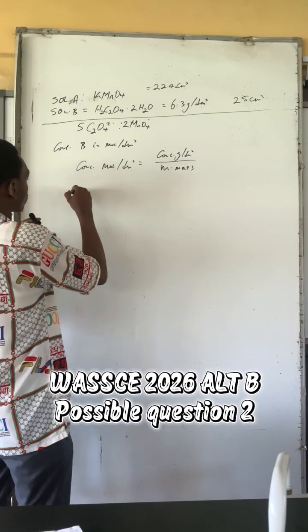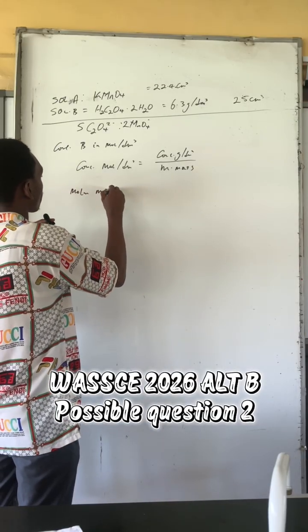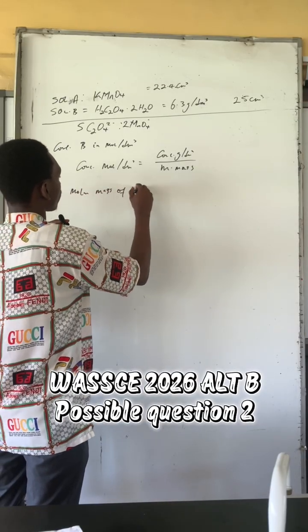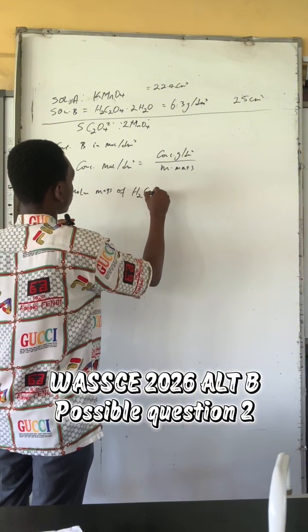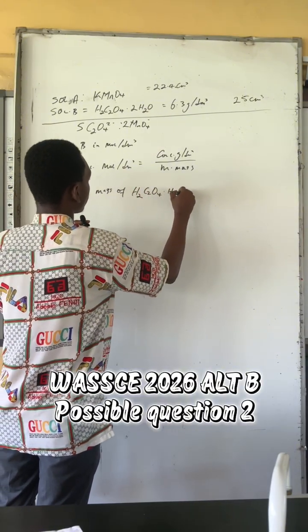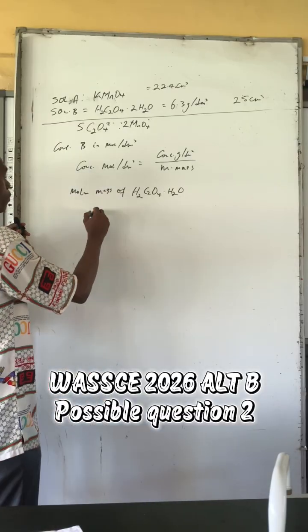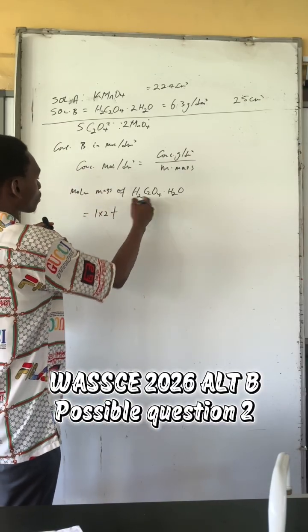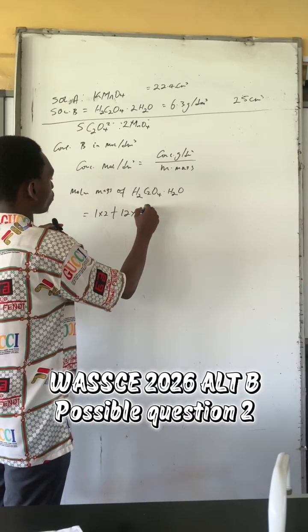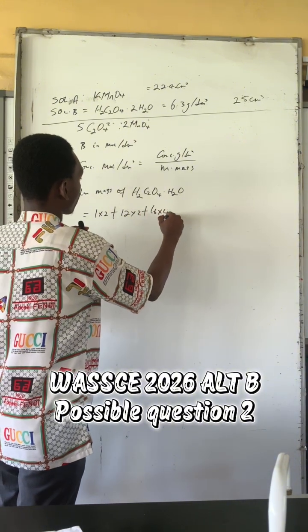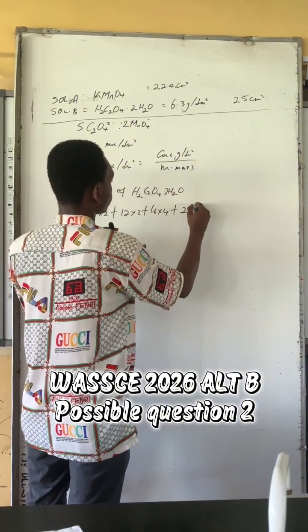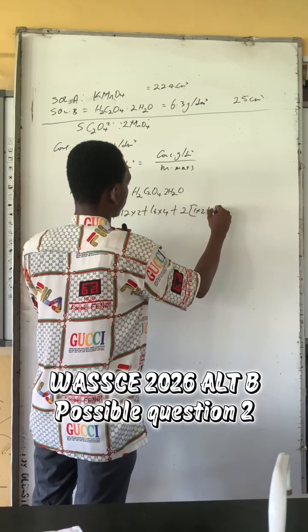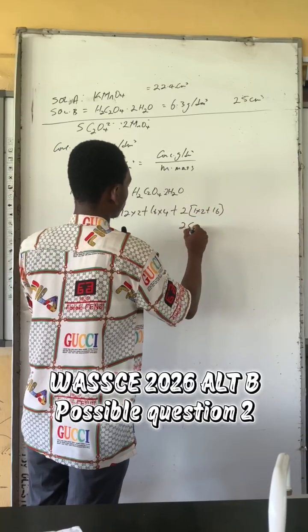Now, what's the molar mass of oxalic acid dihydrate? Simply do that. Hydrogen is 1 times 2, plus carbon is 12 times 2, plus oxygen is 16 appearing 4 times, plus 2 into (1 times 2 plus 16).